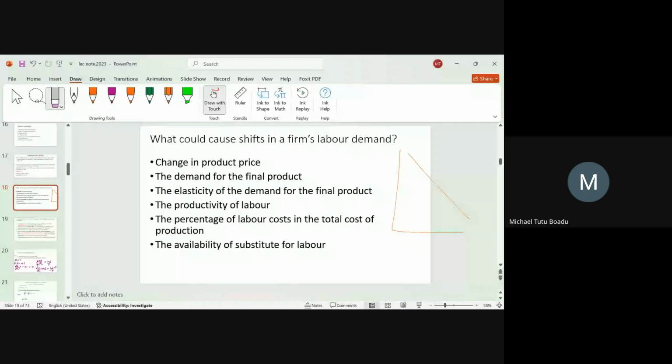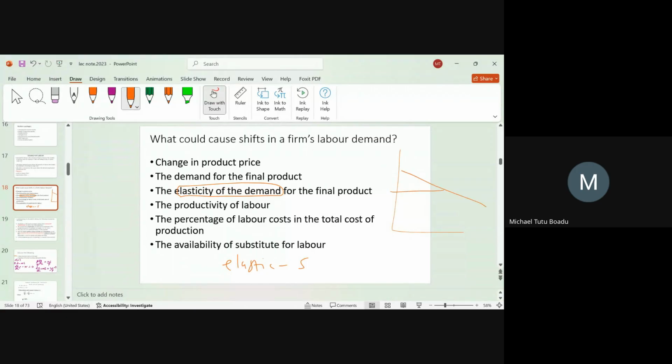Elasticity of the demand for the final product. The shift in the demand for labor curve also depends on the elasticity of demand for labor, whether demand for labor is elastic or demand for labor is inelastic. If demand for labor is elastic, it means that a smaller percentage change in price leads to a bigger percentage change in quantity.